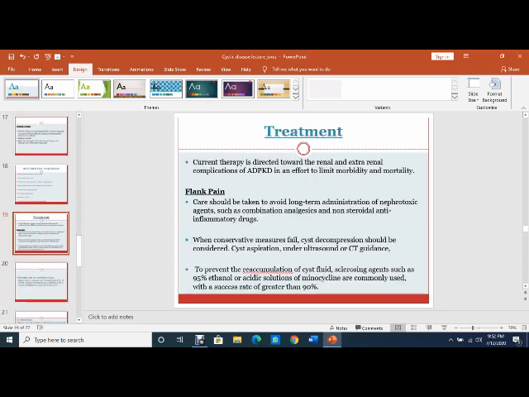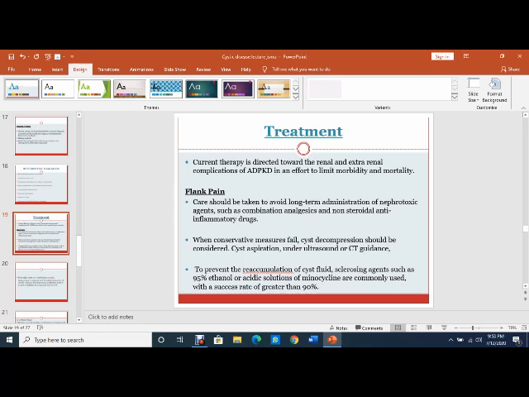After diagnosis, obviously we have to treat these patients. Treatment depends upon the symptoms. First, reassurance to the patient, then the presentation of the patient. A patient can present with flank pain, so we should give NSAIDs, but not long term because these are nephrotoxic drugs. If conservative measures fail, cyst decompression should be considered, cyst aspiration under ultrasound or CT guidance.